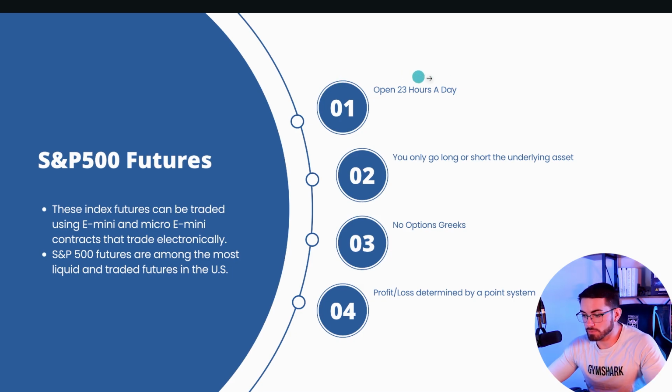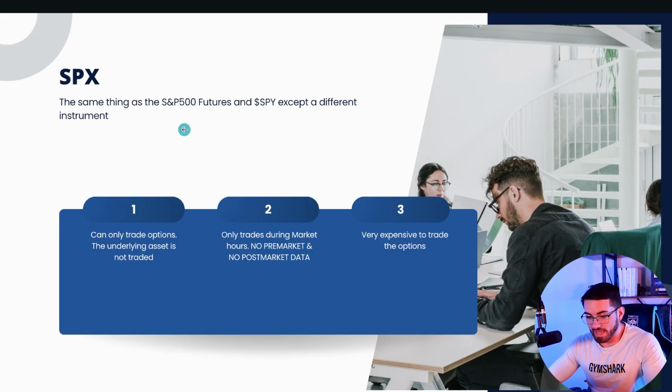So the main thing I like about futures, they're open 23 hours a day. There's no Greeks, and the profit and loss is literally determined on points. Now, SPX, the same exact thing as the S&P 500 futures and SPY, except a different instrument that you can trade. Now, the thing with SPX is you can only trade options. The underlying asset is not traded. The other thing is with SPX, you can only trade this during market hours. There is no pre-market and no post-market data. And then the third thing, the options are very expensive to trade.